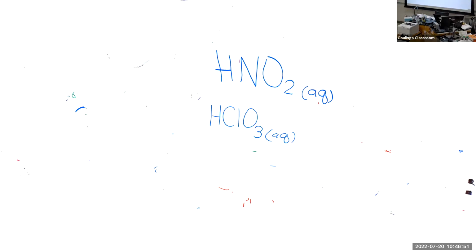Okay. So, first one. Is it going to be together or separate? Together. So this would be our major species. Okay, what about chloric acid? It separates because it's a strong acid. So this is our major species.